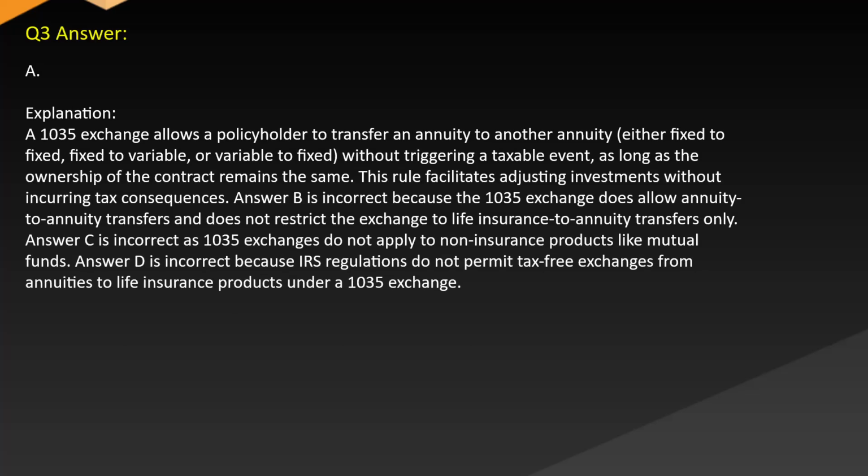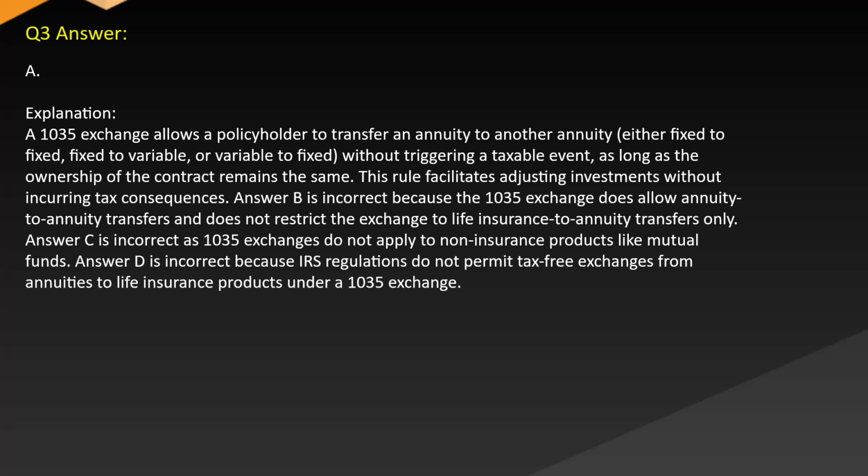Correct answer A. Explanation. A 1035 exchange allows a policyholder to transfer an annuity to another annuity, either fixed to fixed, fixed to variable, or variable to fixed, without triggering a taxable event as long as the ownership of the contract remains the same. This rule facilitates adjusting investments without incurring tax consequences.